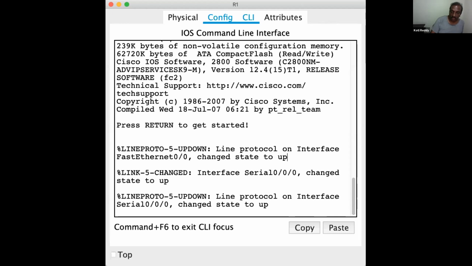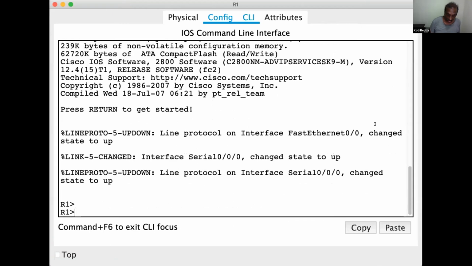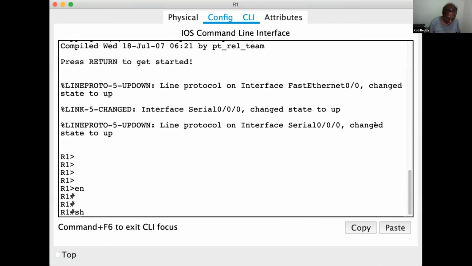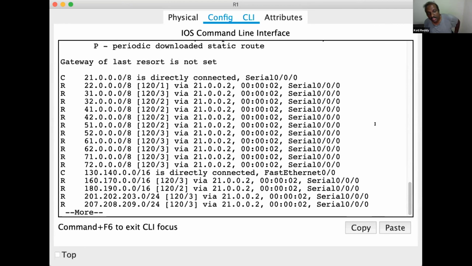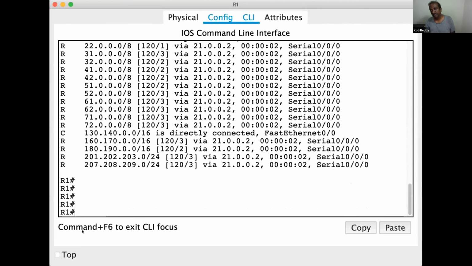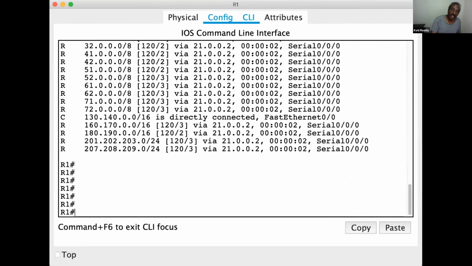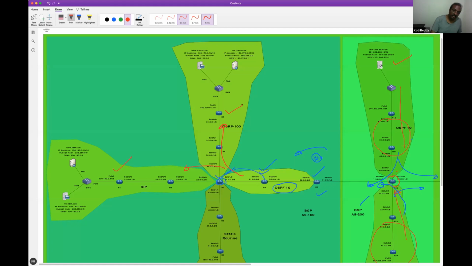In R1, what do I do? I say enable. I say show IP route. What do I see? I see 60 series routes as well as 70 series routes on the R1 router. Not only on R1, do I see these routes on the other routers? Do I see them on R5 also? Yes.